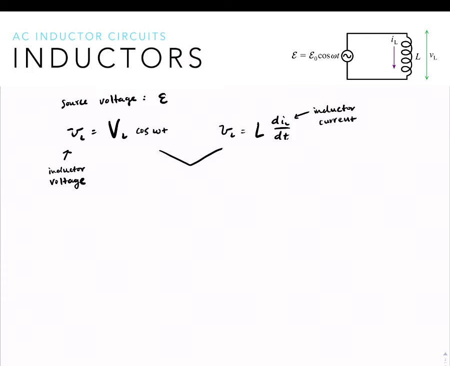We want to know the relationship between current and voltage for the inductor. So if you see this, how do we find current? What do we need to do to get current?